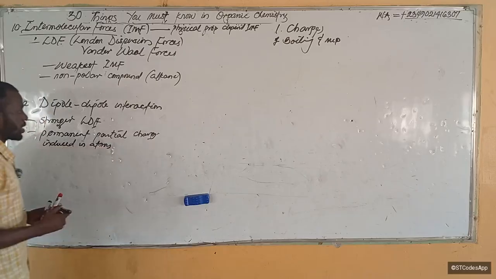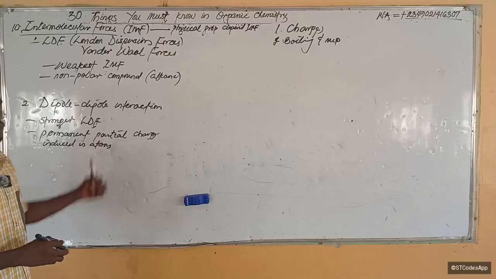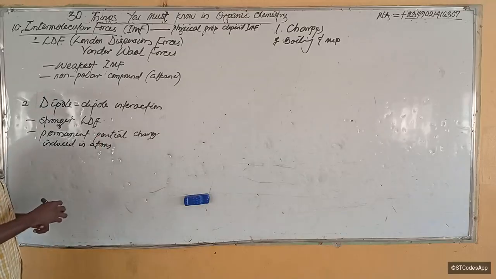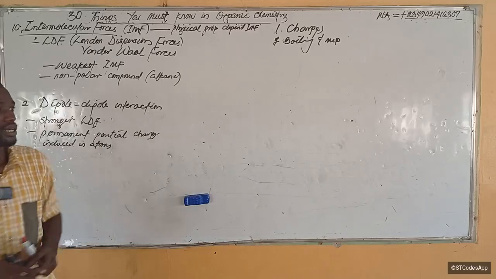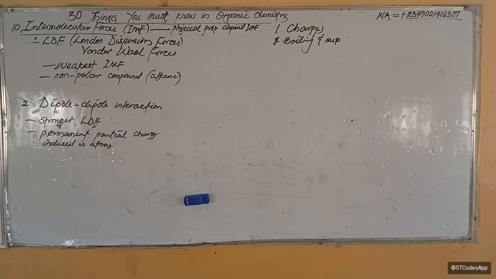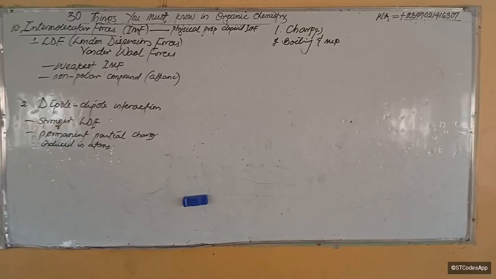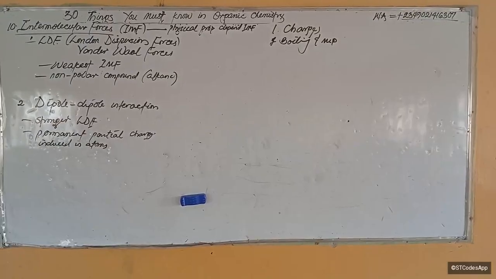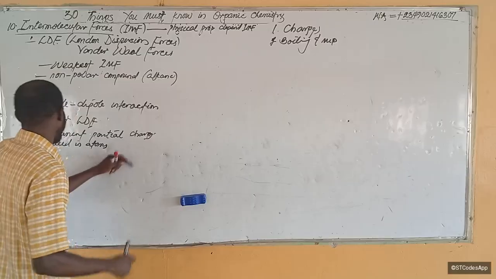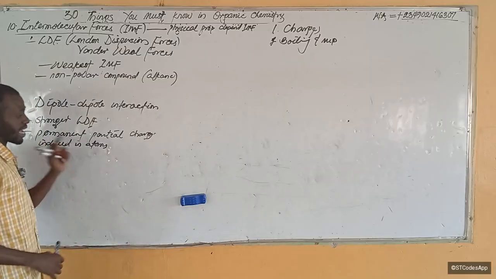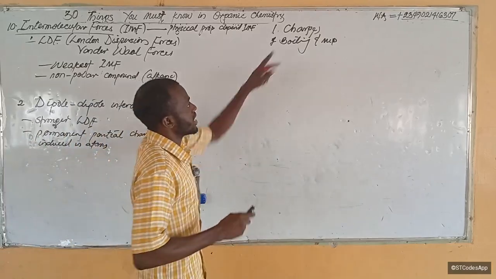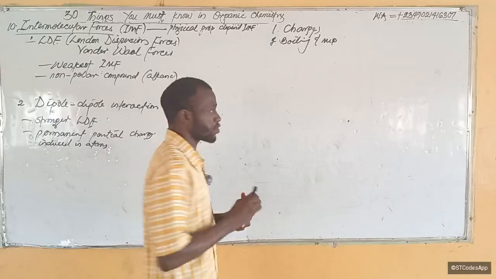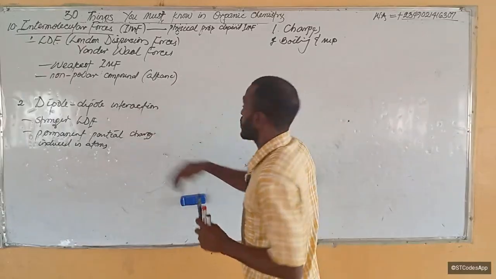Now, where does it exist? Primarily it exists between molecules that... So, like I was saying, it's because of the permanent partial charges that are induced in atoms. Now, because some students might get confused already, let me talk about charges first. I'll come back to this in a jiffy.